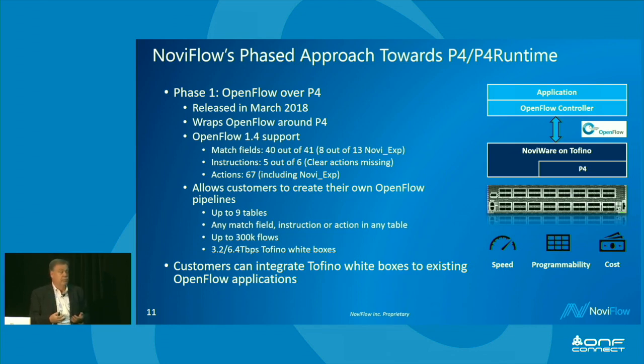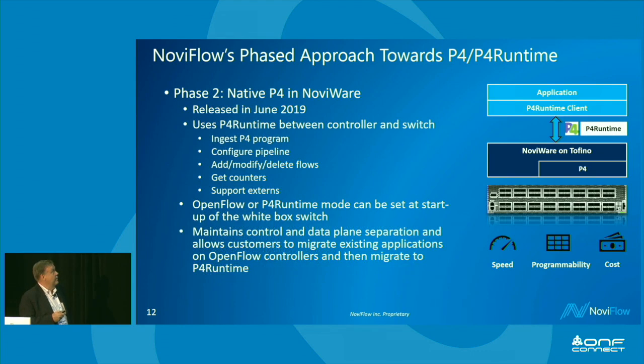So in that process, we gained a lot of expertise in P4 programming as well, because we had to map OpenFlow into P4. But that was our first phase. We released it March 2018. It's in production. A big operator has this in production in their global network and also their national network. So that was phase one. The next phase was to allow native P4 in our NOS, in the Noviflow.